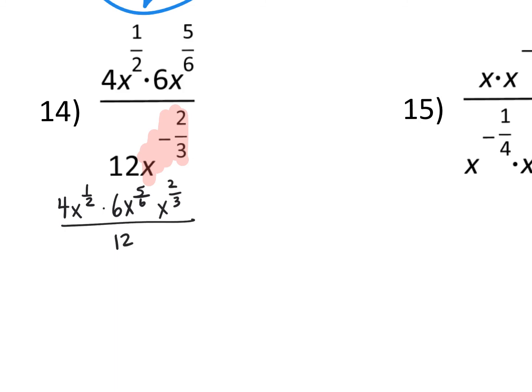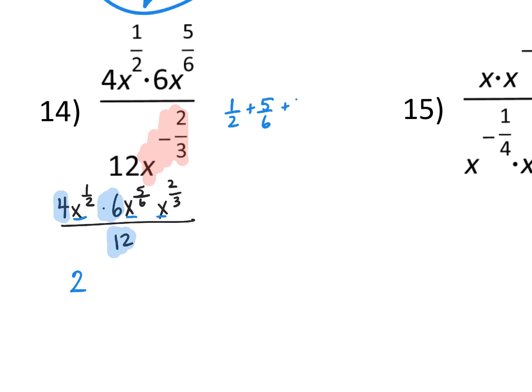Okay, let's maybe deal with our coefficient numbers. So let's simplify. So 4 times 6 is 24, divided by 12 is 2. So that all becomes 2. And then I've got multiplication all in the same base, so I need to add. Basically, I'm going to add 1/2 plus 5/6 plus 2/3.